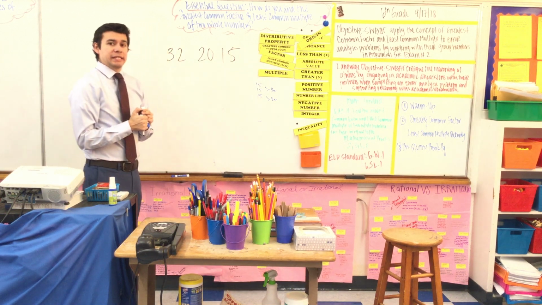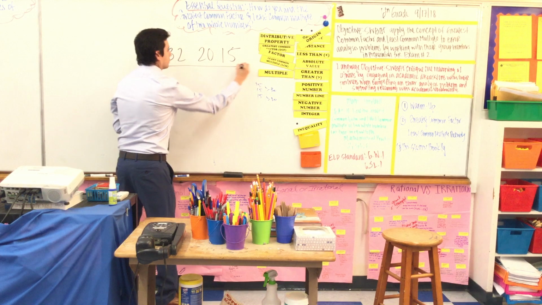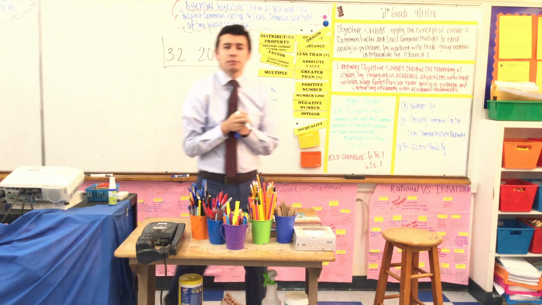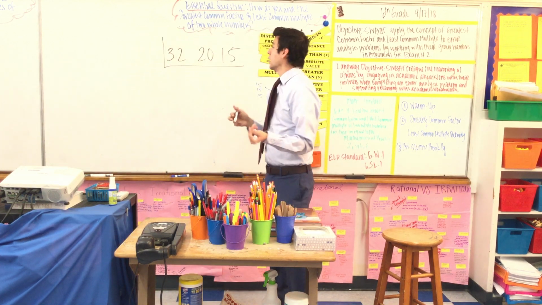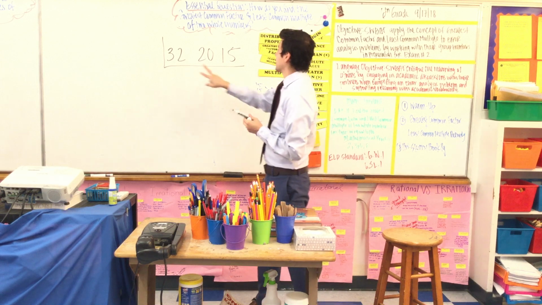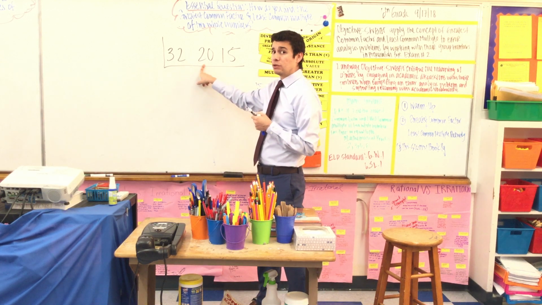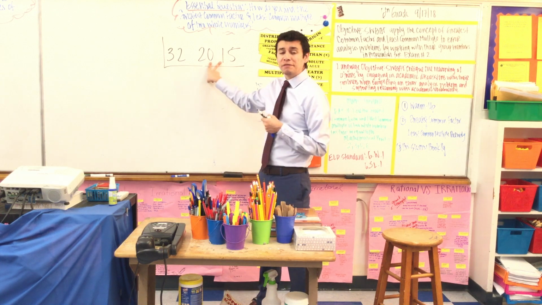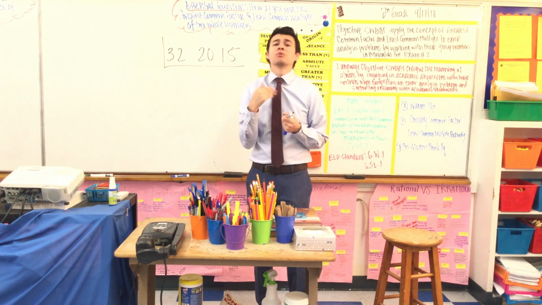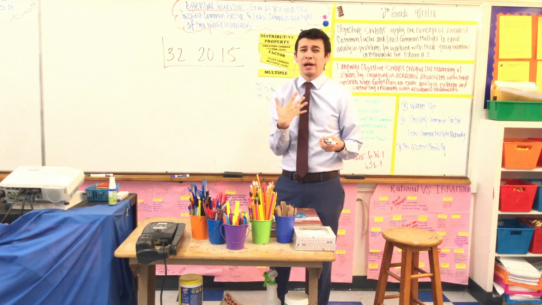32, 20, and 15. Okay. Can you take out any number from those 3 numbers? No. Okay. But can you take out numbers from pairs? 32 and 20? Yeah, I can take out a 2. Well, can I do 20 and 15? It's 5. So I would rather do that one. It's easier to work with 5s.